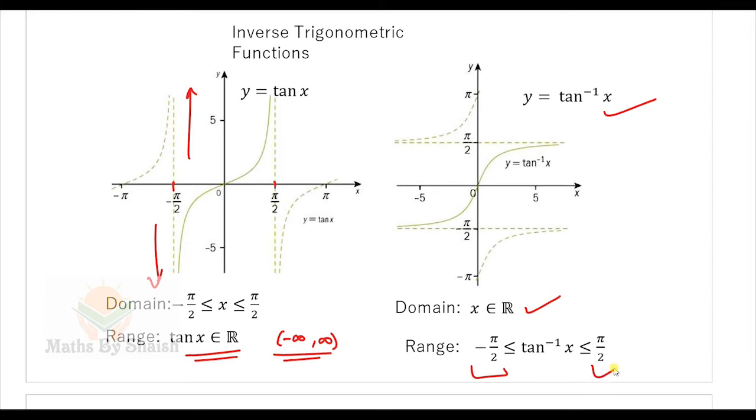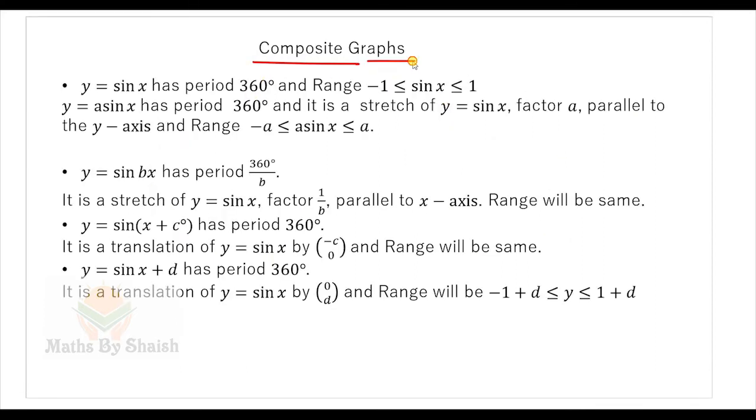Composite functions. A composite function is how you get, or how you can define, a different function from the initial function given. For example, y is equal to sine x has a period of 360 degrees and the range is -1 to 1. So there would be four types. One is y is equal to a sine x, another is y is equal to sine bx. We can similarly do this for cos and tan also, but we are going to discuss only sine here. The next one will be sine x plus c, and the fourth one will be sine x plus d.